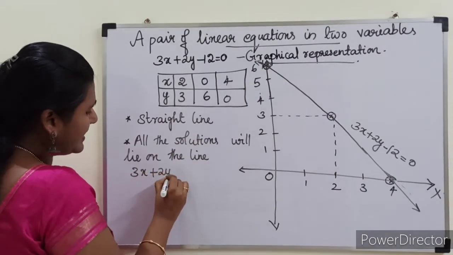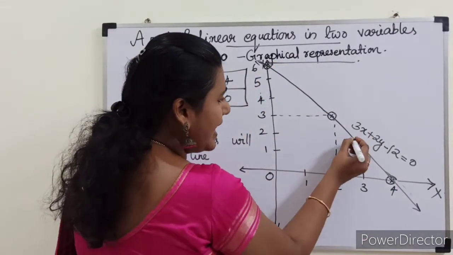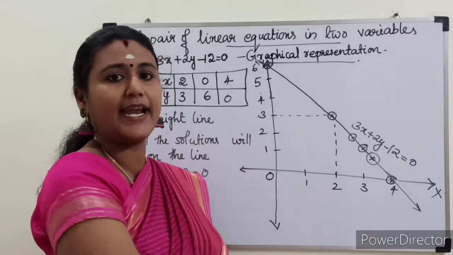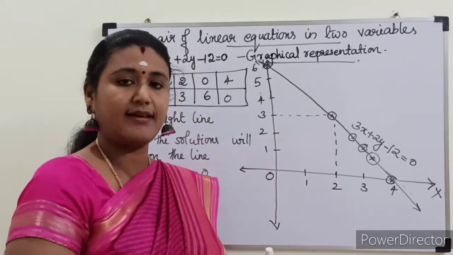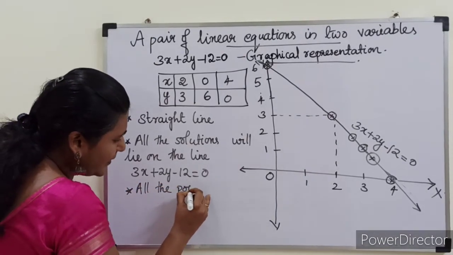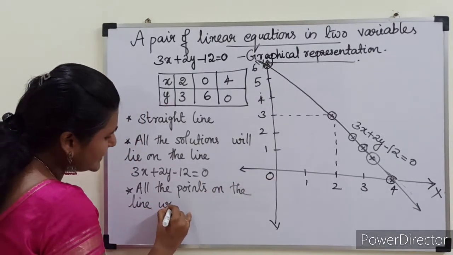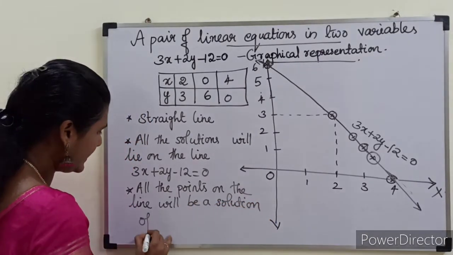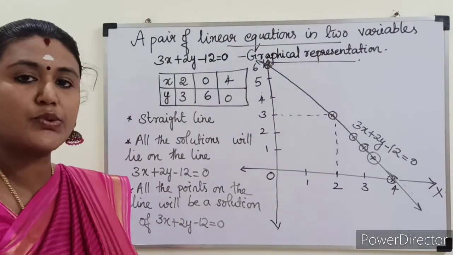On the line 3x plus 2y minus 12. So all the solutions will lie on this line. And then you will have a doubt, what about this point then? So what are the points here we have on this straight line? All these points are the solution of the linear equation. So we can say the reverse also. All the points on the line will be a solution of this equation 3x plus 2y minus 12 equal to 0.